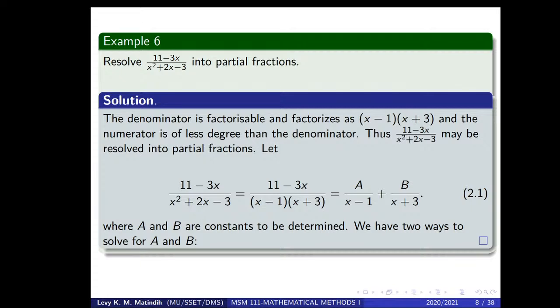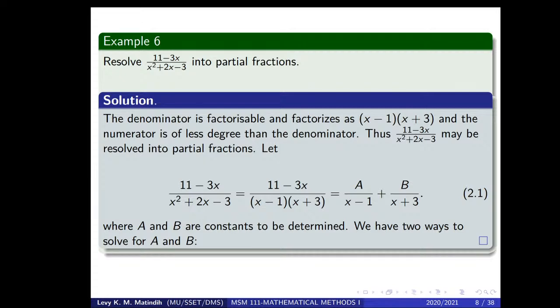Now, let's look at this rational function. The denominator is factorizable. This is a quadratic expression that you can factorize into linear factors. If you factorize this denominator, it will give us x minus 1 times x plus 3.